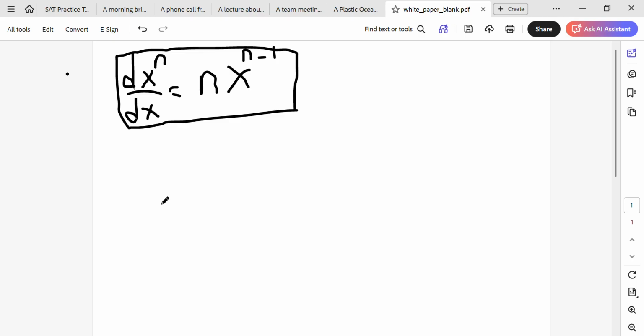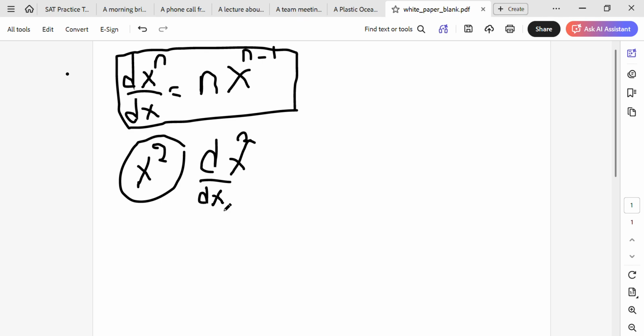So let's have some examples. If I have x squared and they ask me to find the derivative of this function, the derivative d/dx of x squared should equal, as a rule, we take the power as a whole number. So here n is 2, so it equals 2 times x raised to the power 2 minus 1, that is 1. And as we know, any variable raised to the power 1, we don't write it. So the final answer is just 2x.